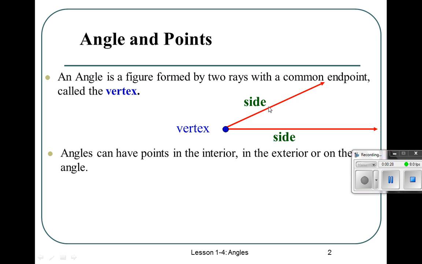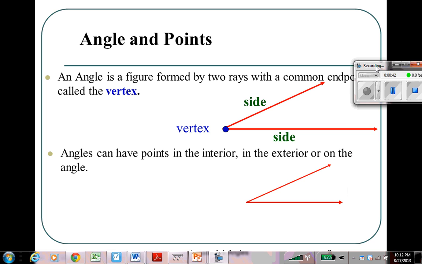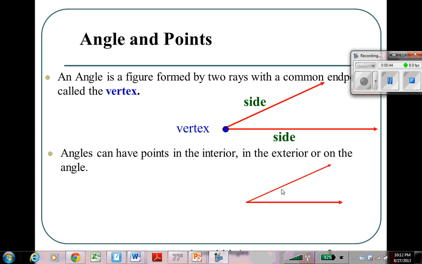Okay, so an angle will have a vertex where the two rays meet, and each ray makes a side of the angle. Angles can have points in the interior or on the exterior.